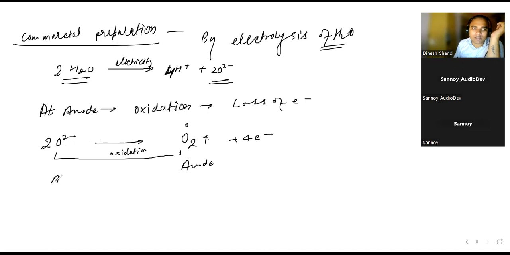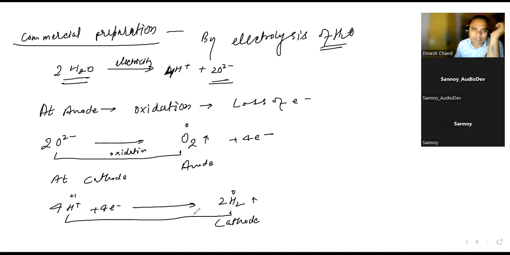Next, at the cathode. Suppose you take 4H+ and add 4 electrons. It becomes 2H2 gas, forming at the cathode. The charge goes from +1 to 0, so that is the reduction. Can you understand this? Yes, I understood. Then we go to the properties of dihydrogen.